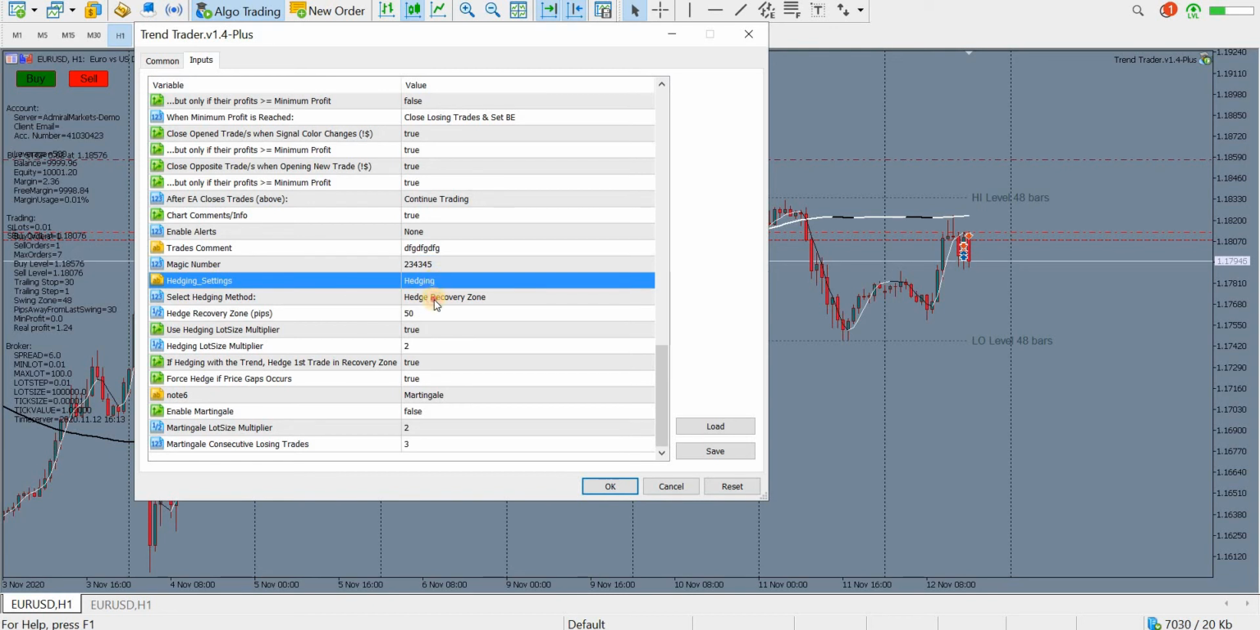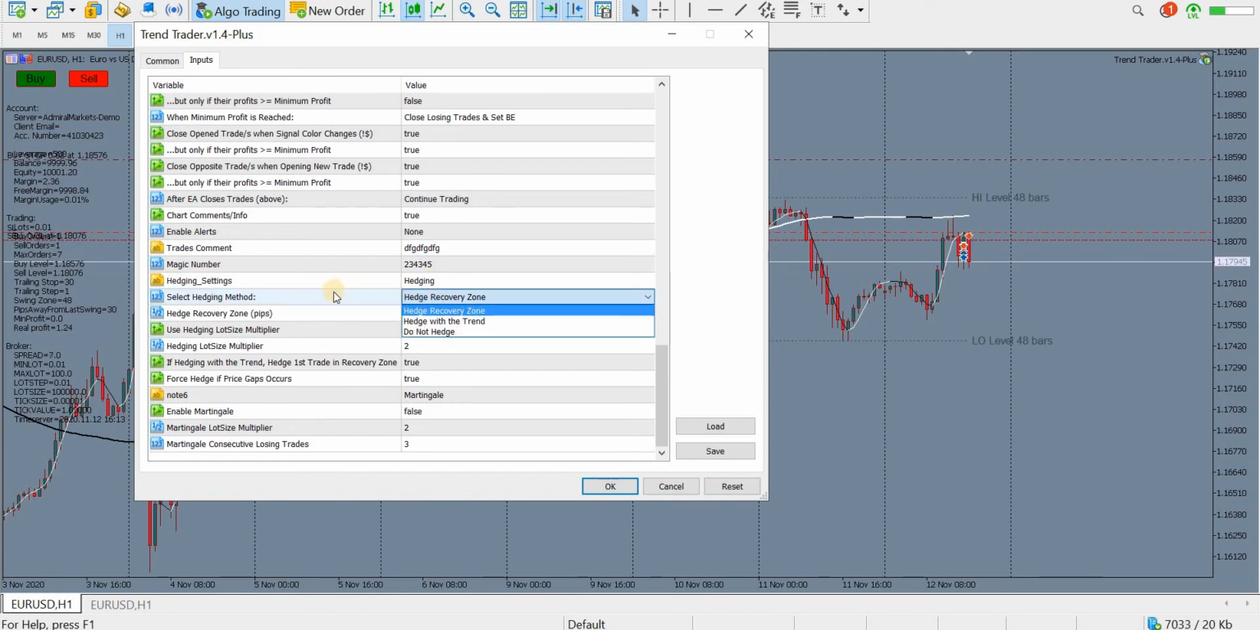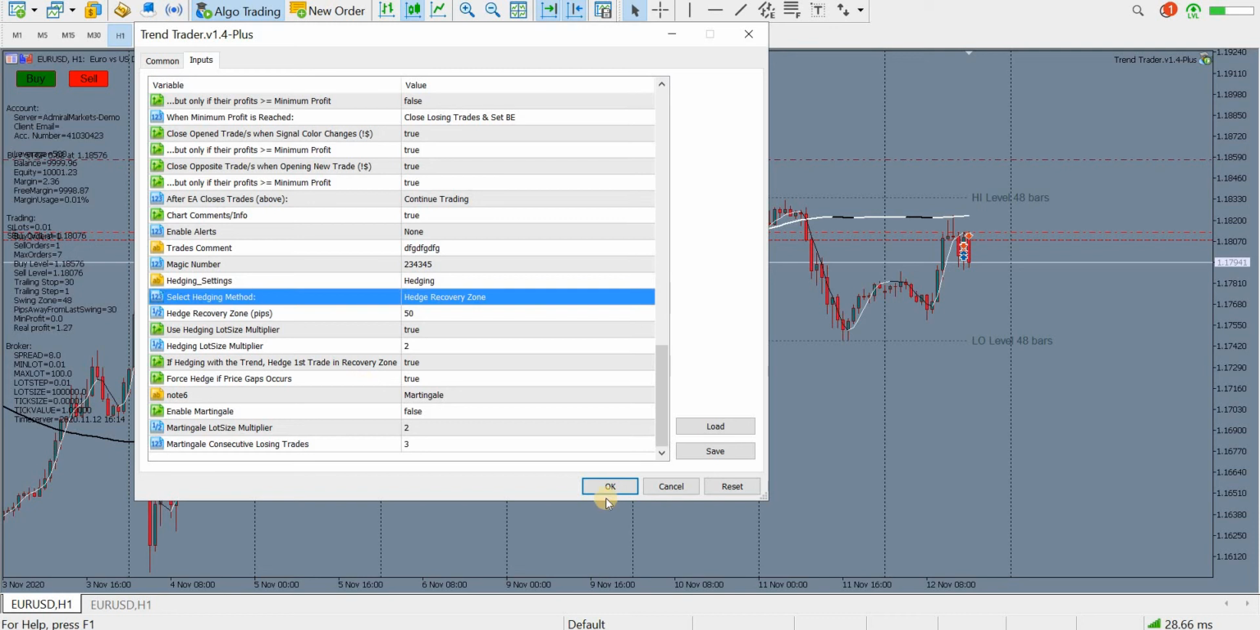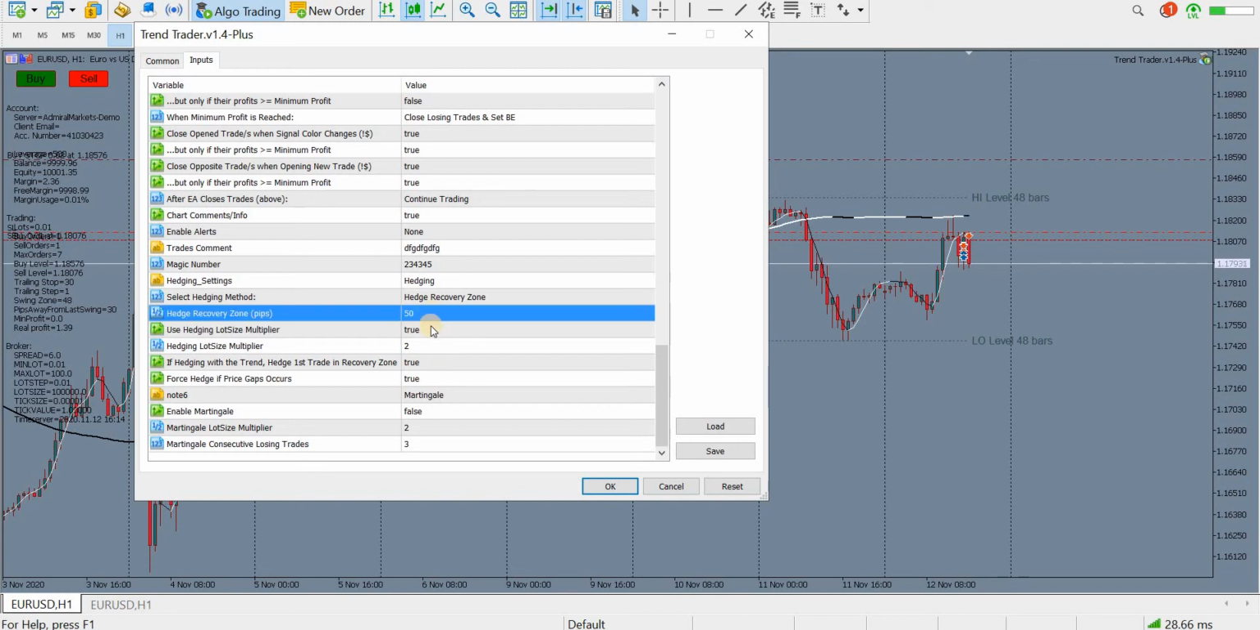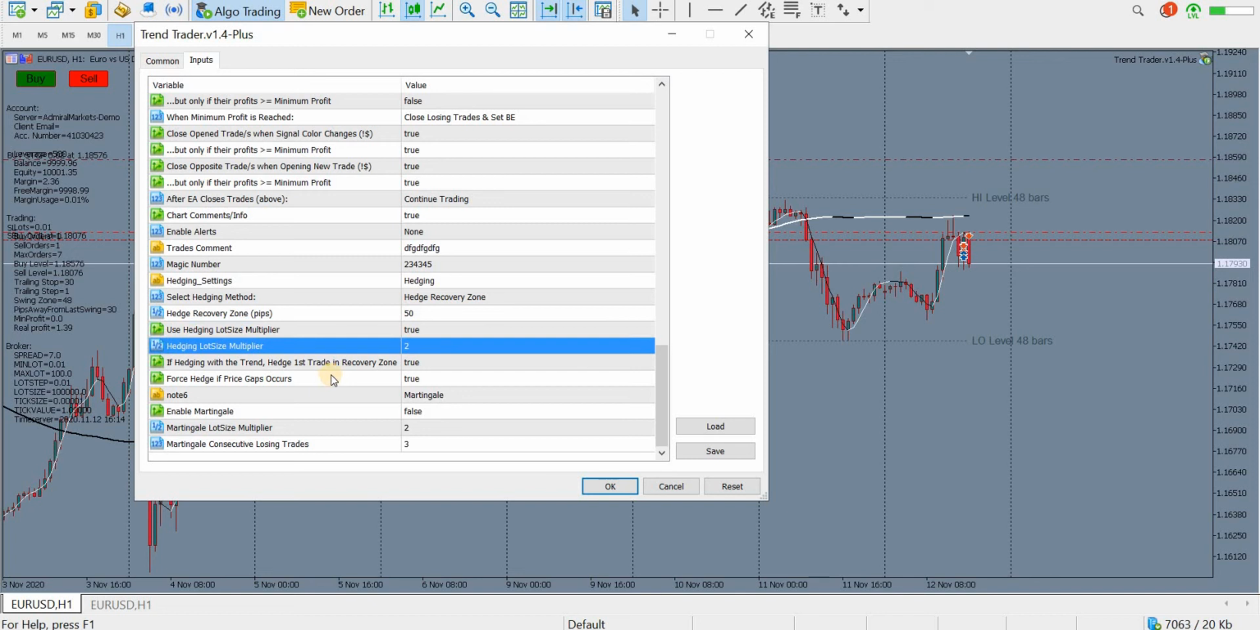And finally, my favorite part, the hedging. That might be a little harder to explain. We have two types of hedging and also the option to not hedge at all. So if you don't want to hedge, do not. My favorite hedging type is hedge a recovery zone, and it is set to 50 with these settings. I'm hedging using a lot size multiplier. I advise you use the multiplier if you hedge. Otherwise, the expert advisor will set a hedging lot size based on the stop loss and the recovery zone, and it might get confusing. So just use a multiplier for now.